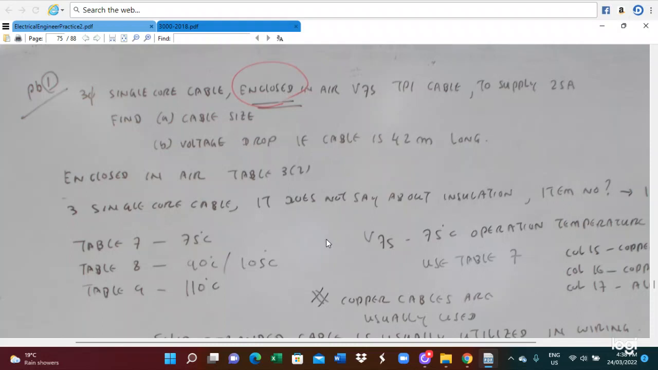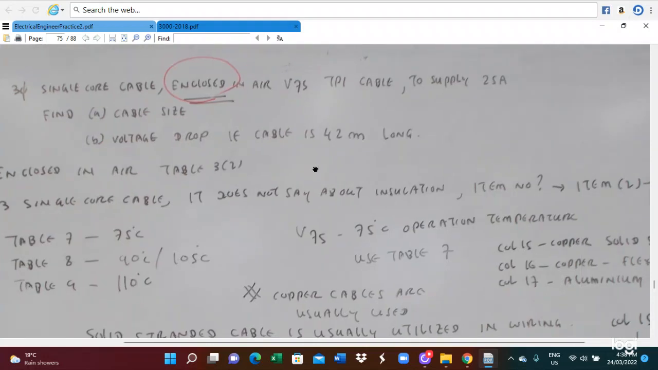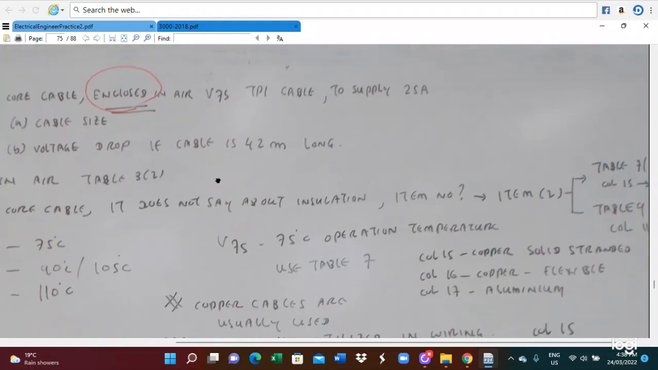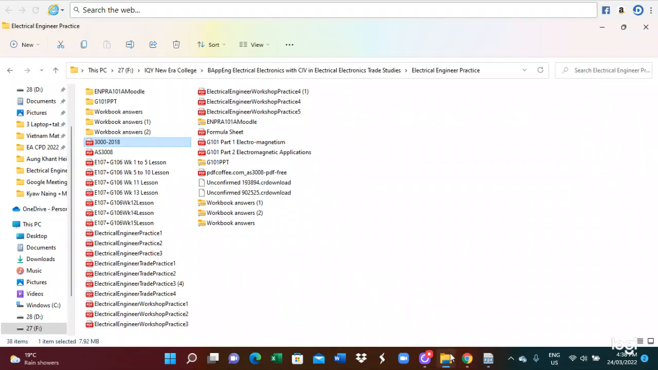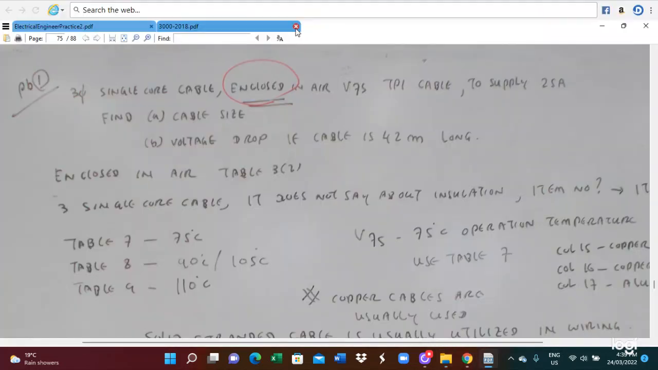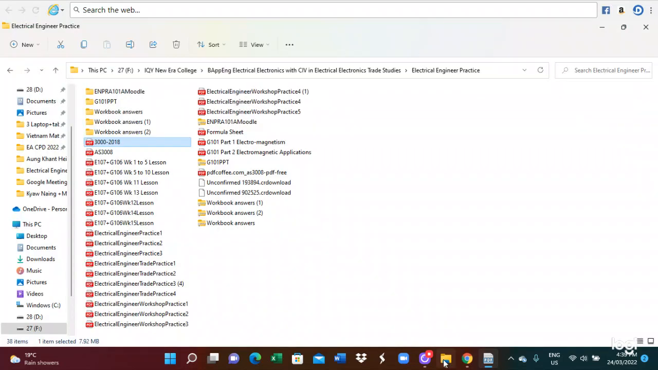In this case, enclosed in air means we have to refer to table 3-2. So table 3-2 has to be referred to. For three single core cables, it does not say anything about the insulation. Therefore, for the three single core cables, we have to refer to AS/NZS 3008. So on the downside, we are using AS/NZS 3008. So I open the AS/NZS 3008.